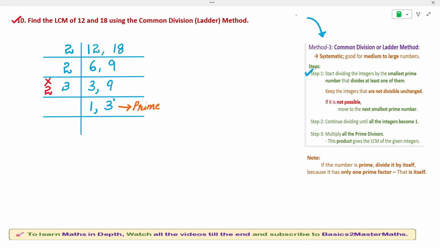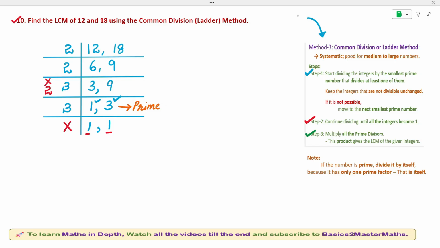Observe, 3 is a prime number. So, divide it by itself. Since 3 divides 3 exactly, we get 1, while this 1 remains unchanged. Got it? As per step 2, stop here since all the integers become 1.